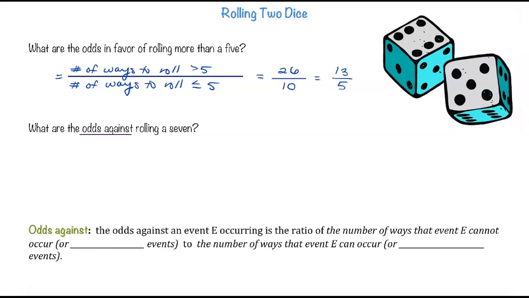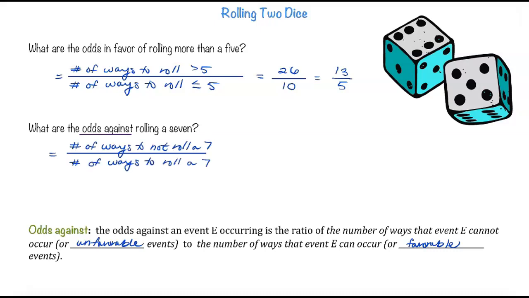To calculate the odds against an event E occurring, we need the ratio of the number of ways that event cannot occur, which we can consider the unfavorable events, to the number of ways that event E can occur, or the favorable events. This means that we want the reciprocal ratio of when we calculated odds in favor of. So to calculate the odds against rolling a 7, we need the ratio with the numerator, the number of ways to not roll a 7, and the denominator will be the number of ways to roll a 7.